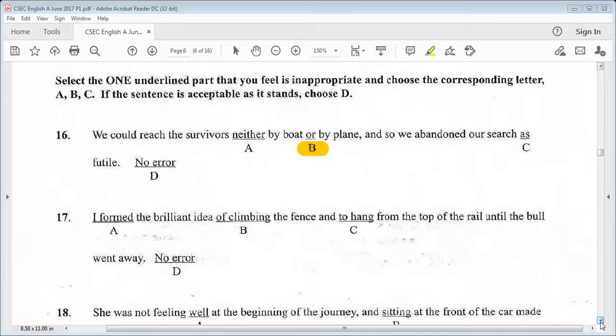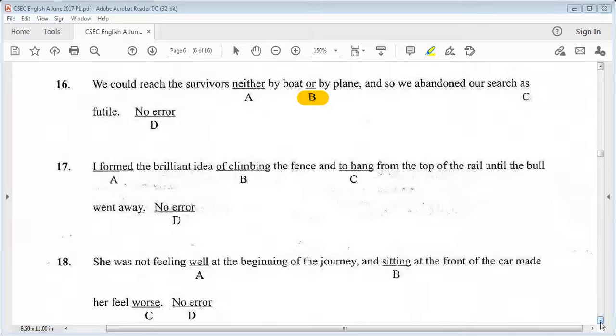Move on to 17. I formed the brilliant idea of climbing the fence and to hang from the top of the rail until the bull went away. Is there anything grammatically wrong with this? Yes. If we notice the tense the sentence is in, it says, I formed the brilliant idea of climbing. That is correct. The fence and to hang. That is where the problem is, at C. If we're continuing with climbing, the fence and it would be hanging from the top. So C would be hanging.